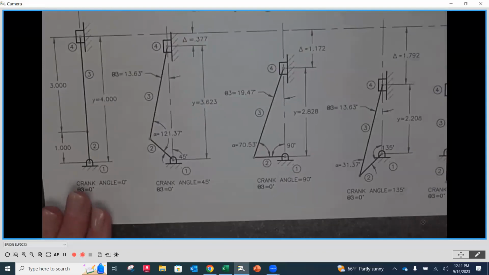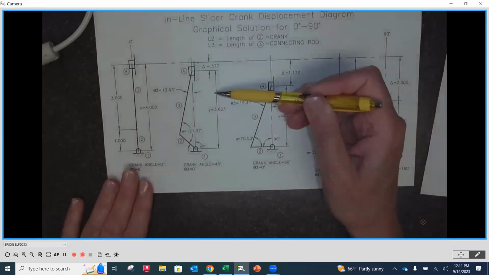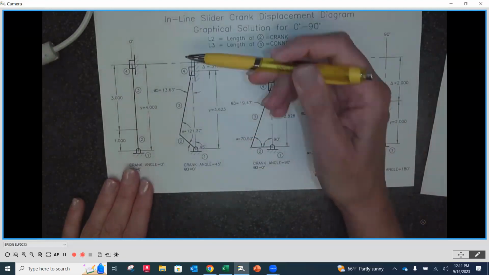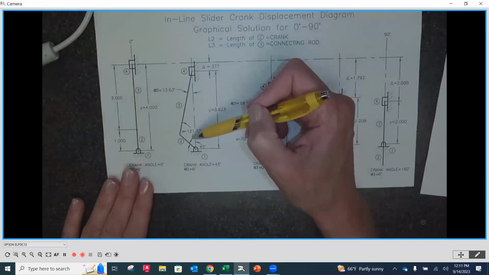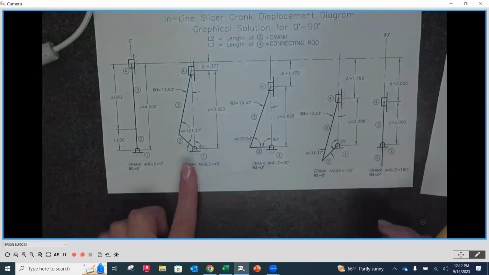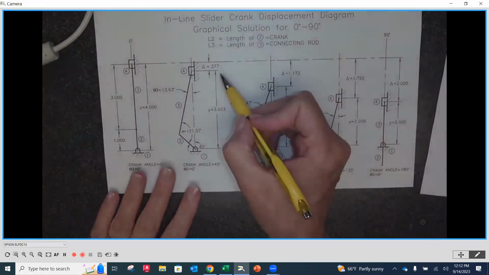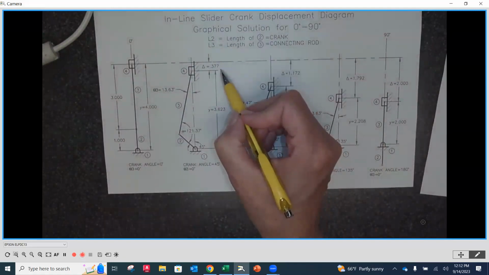So then you'll notice that here's my Y value. Here's that theta 3, and then alpha is right here. And then again, corresponding to each one as we move the crank another 45 degrees. Now, those 3 are not your outputs. They're used to get your output. Your output is actually going to be delta. We want to know what delta is.